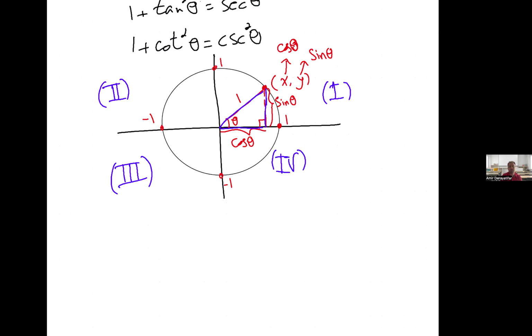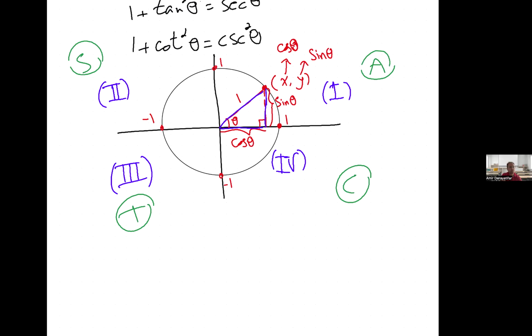We have something else called the CAST rule, which represents: C stands for cosine, S stands for sine, T stands for tangent, and A stands for all. So that means in quadrant 1, all primary trig ratios are positive. In quadrant 2, sine is positive. In quadrant 3, tan is positive. In quadrant 4, cosine is positive. So these are the 4 quadrants, which indicate which trig ratio is going to be positive. Okay, cool.